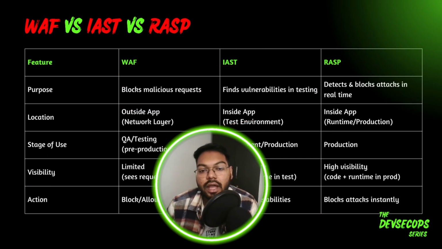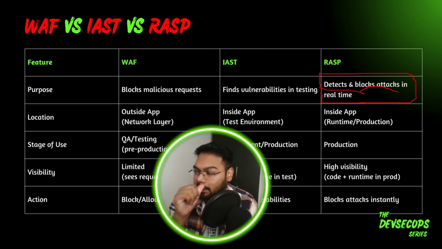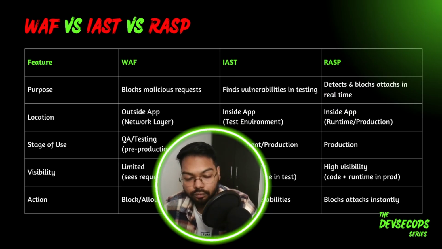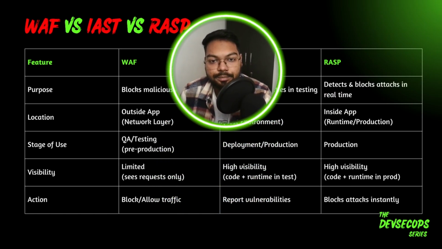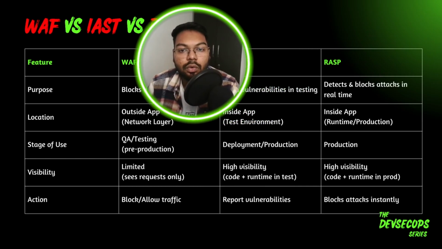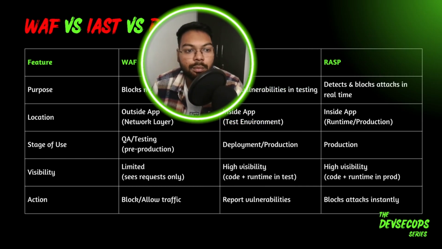But for RASP, it detects the threats and attacks and then blocks the attack in real time. So it is a live security guard for your application, and it is working inside the application itself, in the runtime environment or the production environment. So that is really the most important thing for a critical application. Okay, so that's about the difference of purpose and location.